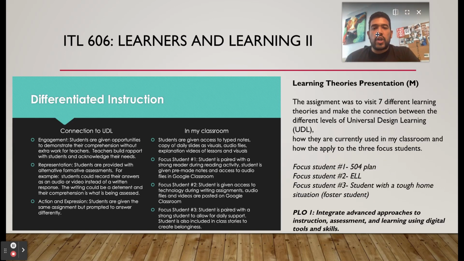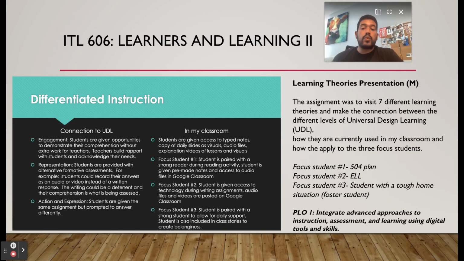606, learners and learning two. And so this one was a really strenuous activity where we had to focus on 3 students, one with a 504 plan, one as an English language learner, and one student that we felt just had a special situation that needed more attention. So I felt that the student that I have right now, who's a foster student, who's dealt with a lot, who's shared a lot of stories with me, was my special situation that I have to really focus on. We had to visit 7 different learning theories.